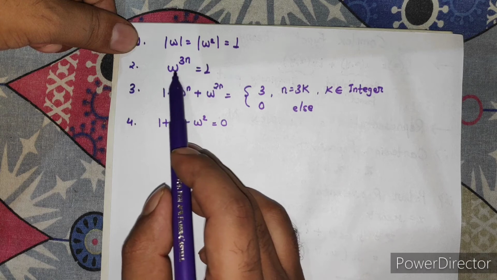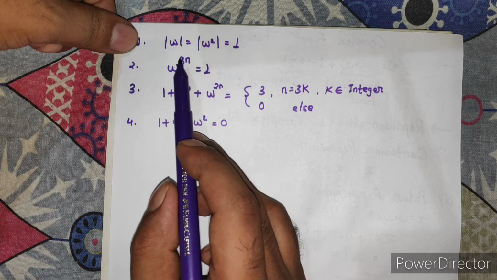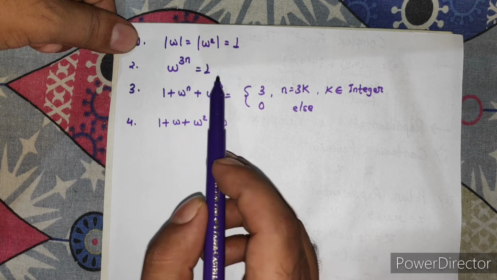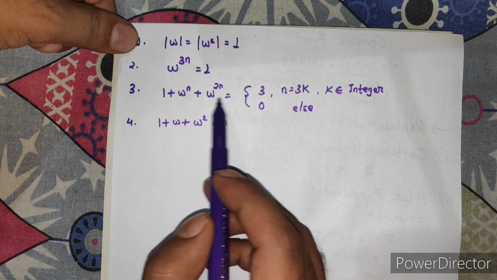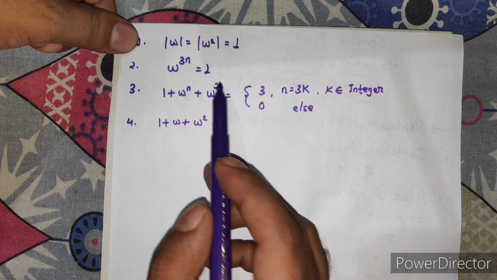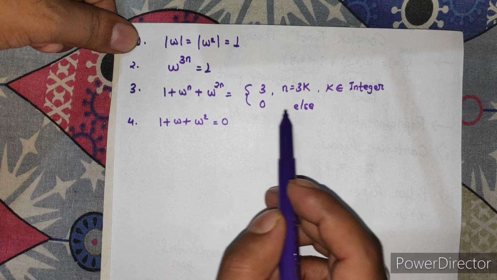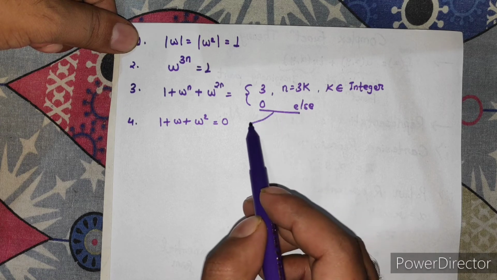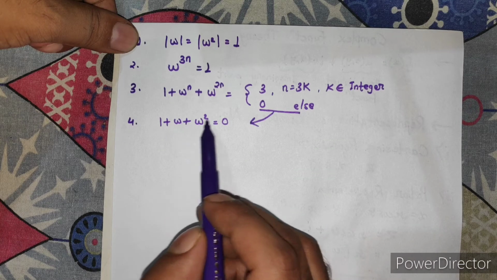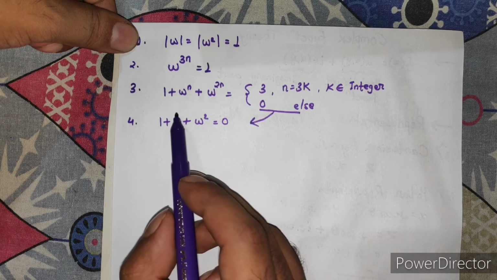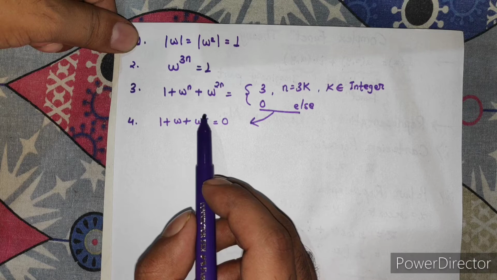We have seen that if omega is raised to a power that is a multiple of 3, the value will be 1. So 1 plus 1 plus 1 will be 3. But in all other cases, it will be 0. This condition summarizes it: 1 plus omega plus omega square is 0, because the powers are not multiples of 3.